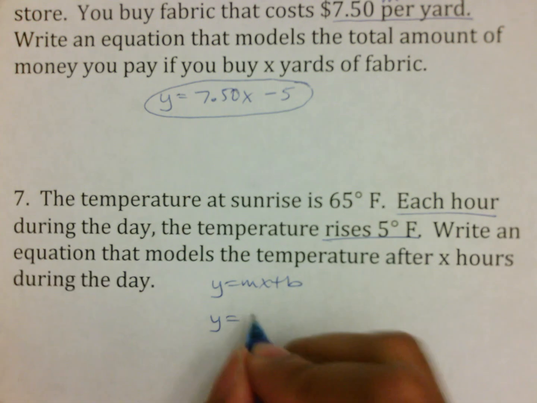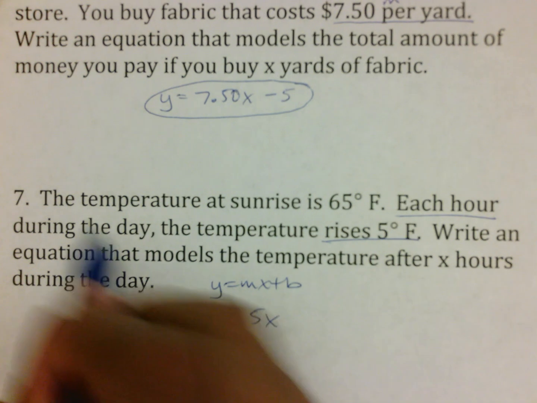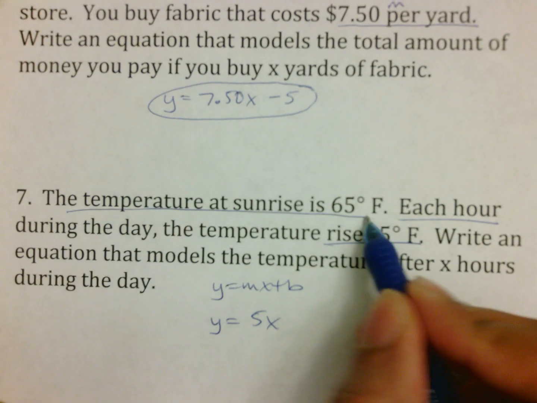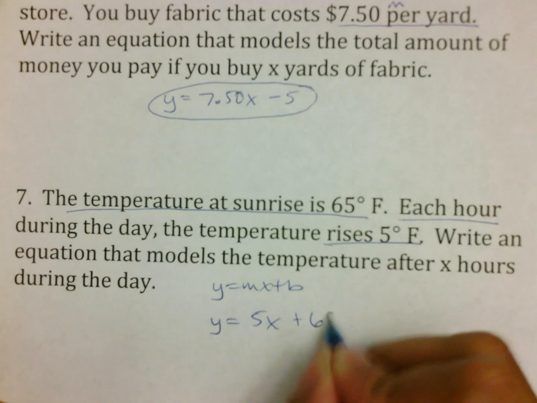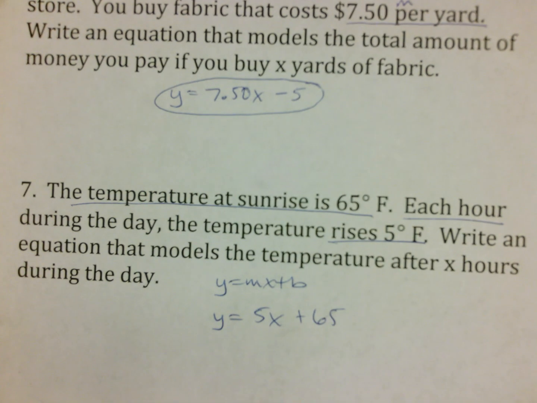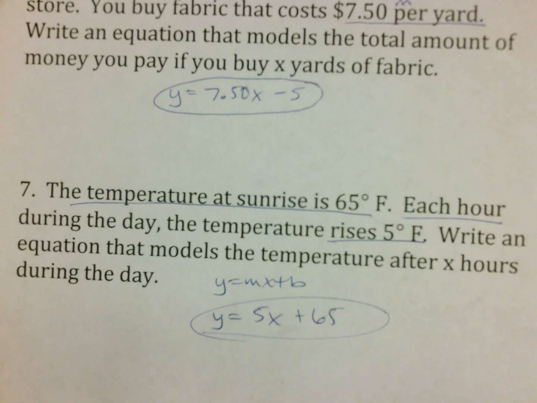But since it's rising 5 degrees, that is where we're going to put our 5x. And again, our starting point is that it started off at 65 degrees Fahrenheit. Again, that's a positive 65 degrees Fahrenheit. And so that's what you're going to have there. Alright. Again, that is your stopping point.